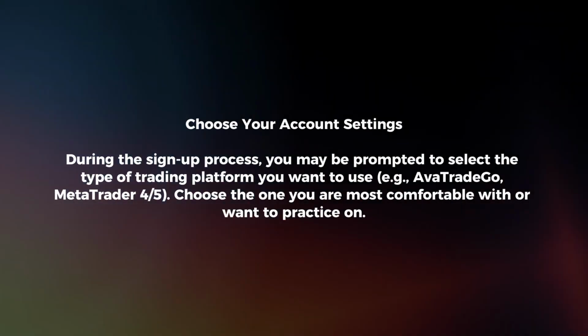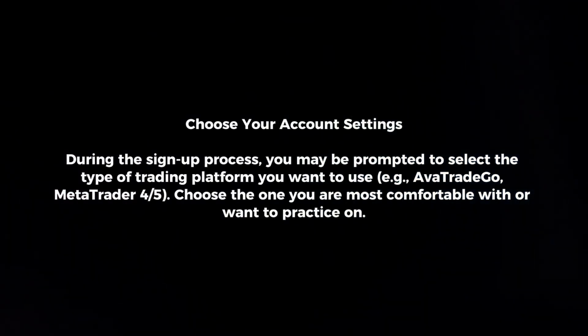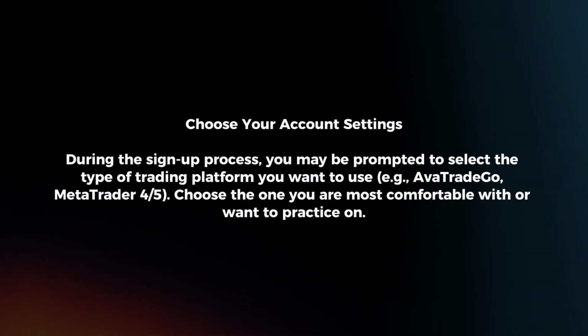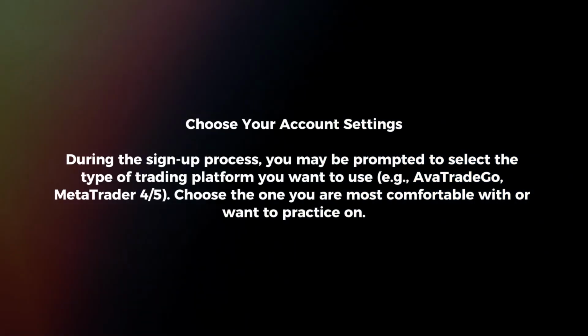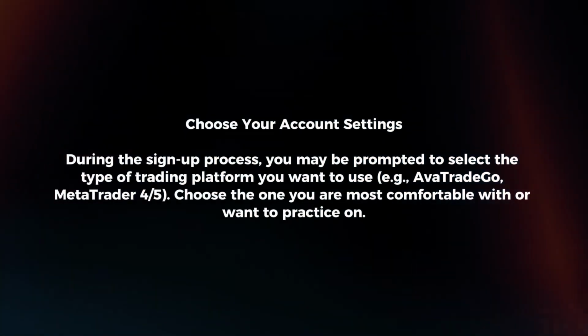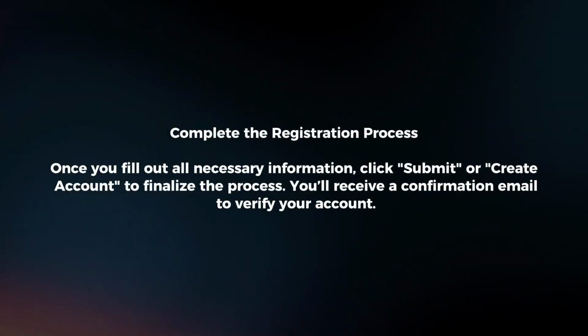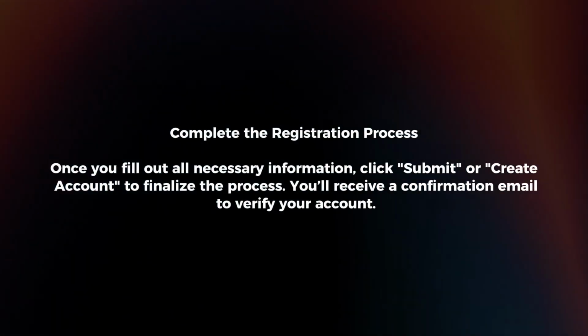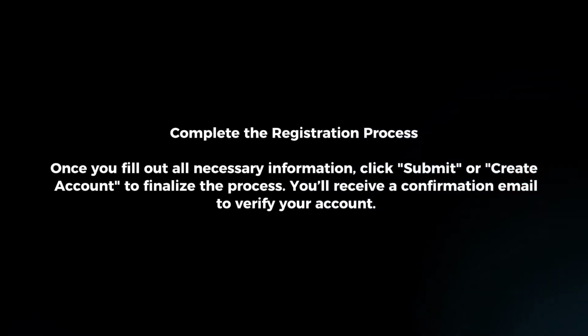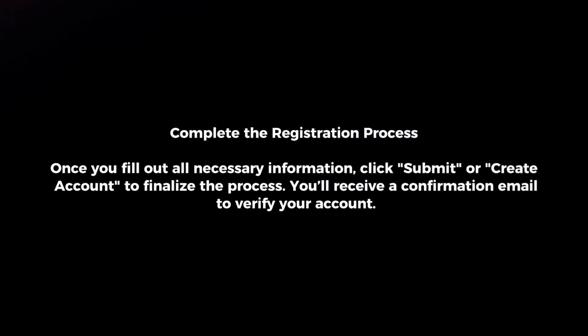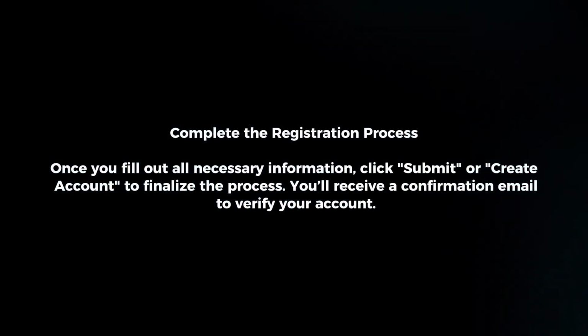Choose your account settings. During the sign-up process, you may be prompted to select the type of trading platform you want to use. Choose the one you are most comfortable with or want to practice on. Complete the registration process. Once you fill out all necessary information, click Submit or Create Account to finalize the process. You will receive a confirmation email to verify your account.